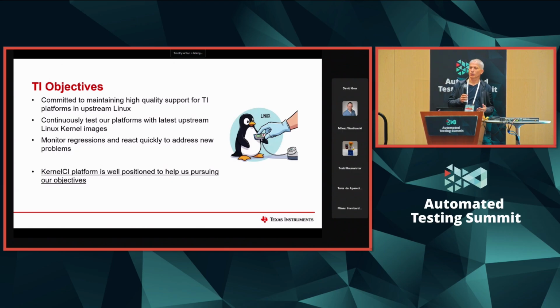What is the objective? Why did we even get into looking into this? We are committed to maintaining high-quality software in upstream for TI products. We want most, if not all, functionality that we deliver on our platforms to be upstream and in a working state. The upstream first approach will get our stuff into the upstream source, but we also need to make sure that it still functions.